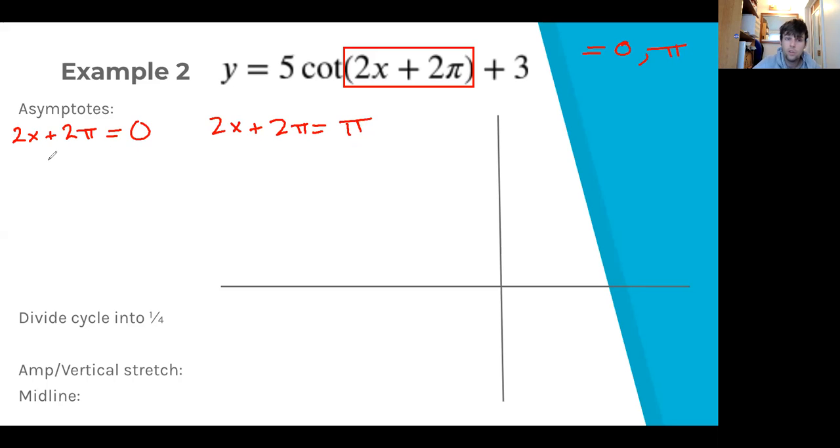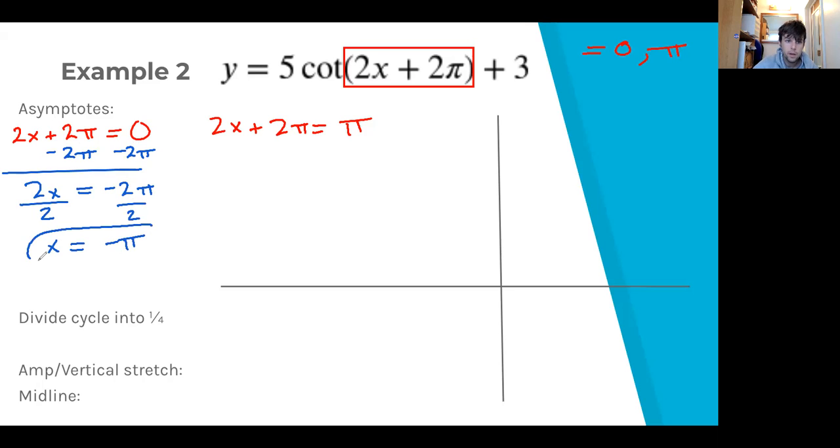Okay, let's go ahead and solve this. These actually are a little bit easier without the fractions of pi involved. So let's subtract 2 pi on both sides. We end up with 2x equals negative 2 pi, and then we divide by 2. We get x equals negative pi. So that's our first asymptote, negative pi. We'll make sure to plot that here in a moment.